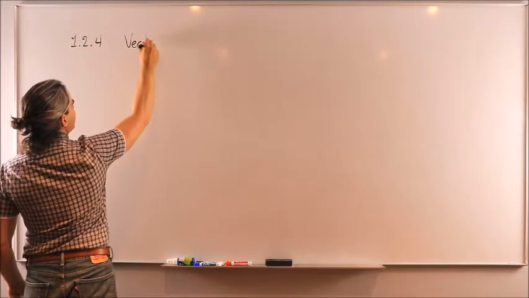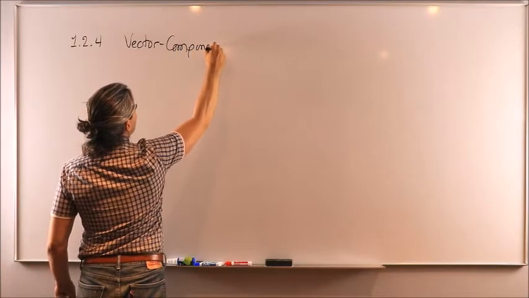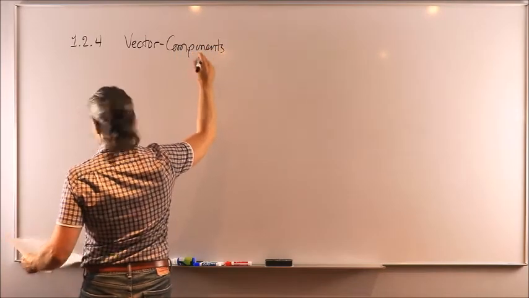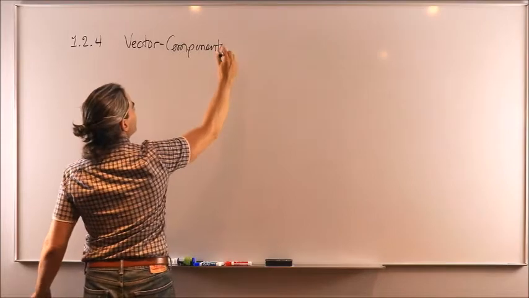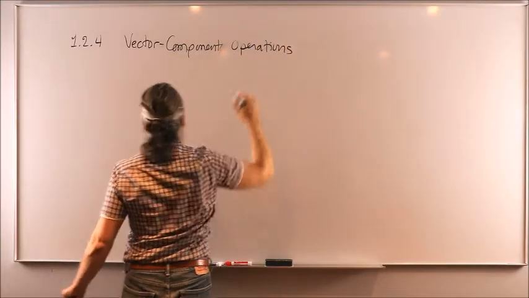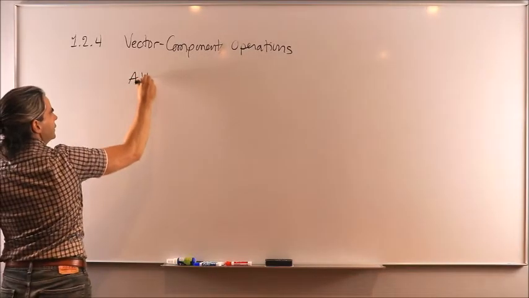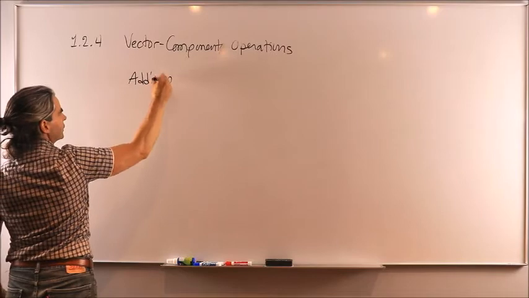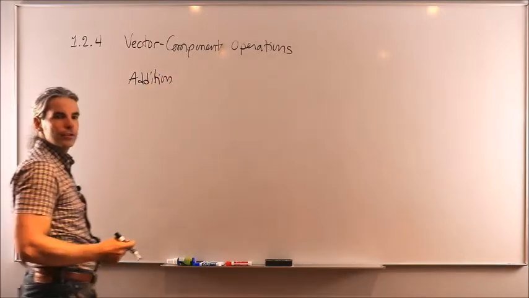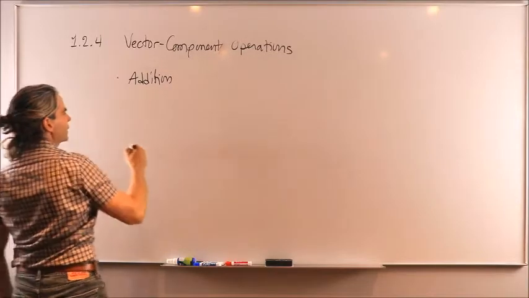And this is known as vector and its components, or vector component operations. All right, the first one is the addition or summation of two vectors given their x, y, z components. All right, so how can we do that?